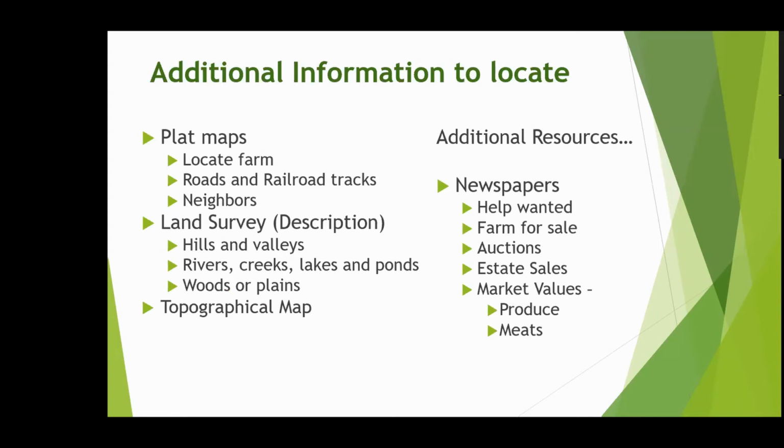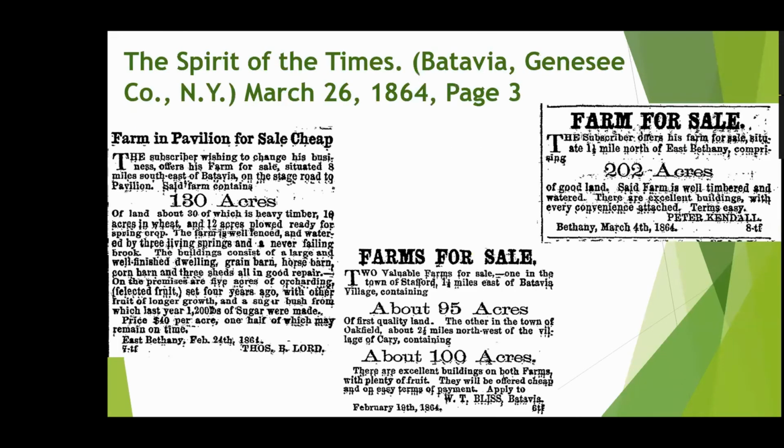Newspapers can do help wanted ads for hand laborers or day laborers. They can tell you when a farm is for sale, if there are auctions or estate sales, and what the market values are for the produce and the meats. So here is a newspaper from Batavia, Genesee, New York. It talks about a farm and pavilion for sale cheap. It has 130 acres, and it gives you the description of the land.